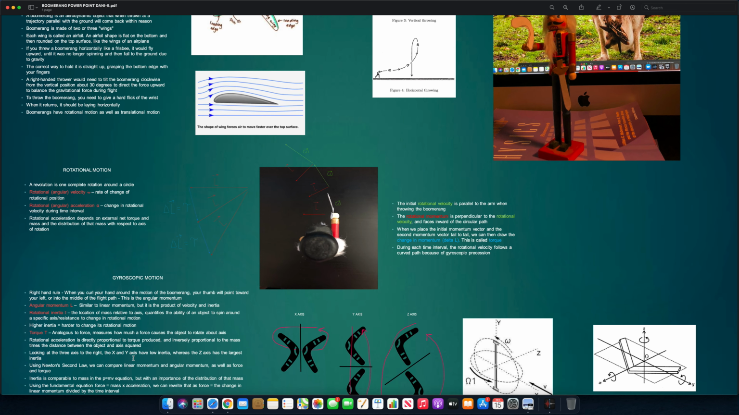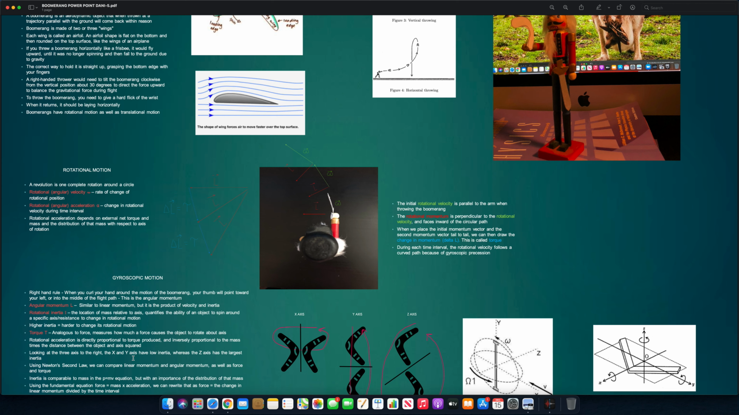If we scroll down a little bit, we have rotational motion. A revolution is one complete rotation around a circle. The rotational velocity is the rate of change of rotational position, and we use the little omega sign, like a little fancy W. The rotational acceleration, which is a little alpha, is the change in rotational velocity during the time interval. Rotational acceleration depends on external net torque and mass and the distribution of that mass with respect to the axis of rotation. I have this little diagram, and that's my little nutcracker helper.